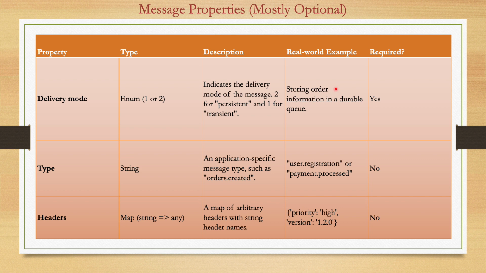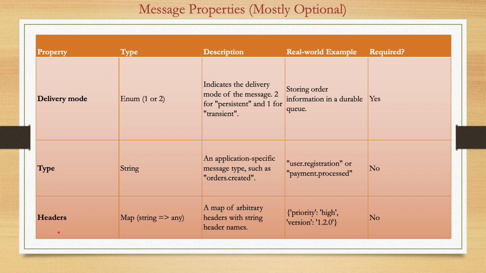Type. The type property is used to specify an application-specific message type. It can be any string that identifies the purpose or nature of the message. For example, in an e-commerce system, you might use user.registration as the type for messages related to user registration, or payment.process for messages related to payment processing. This property helps consumers understand the meaning or context of the message.